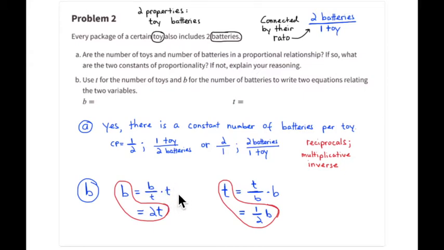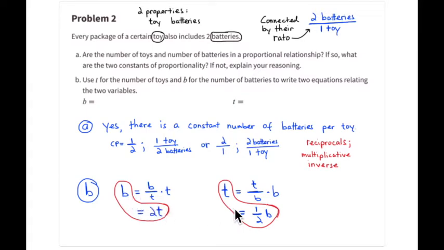So if you're given the number of toys, you multiply by this ratio to figure out how many batteries you get. And the batteries per toy are 2 batteries. So if you're given 5 toys, you're going to have included in those 5 toys 10 batteries, because 2 times 5 is equal to 10.